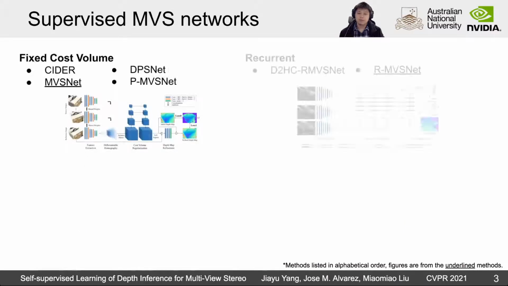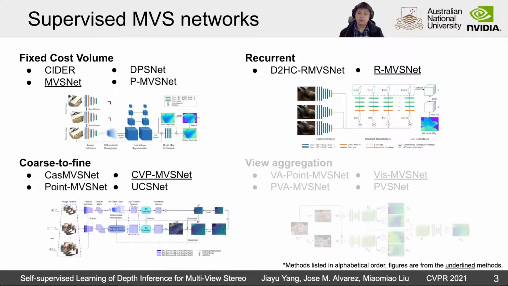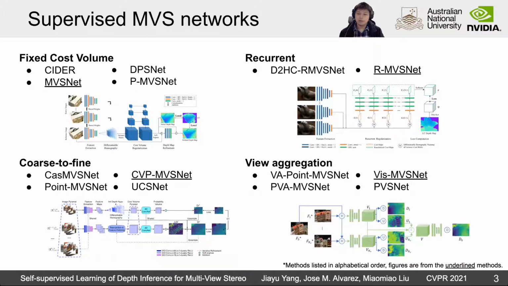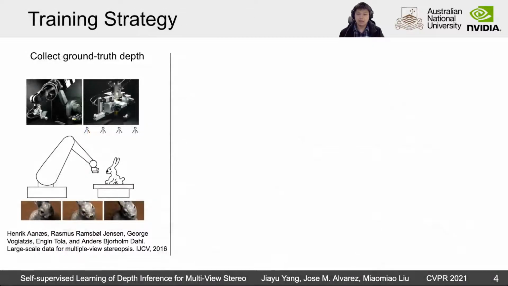Recent supervised multi-view depth estimation networks have achieved promising results. Many of the current best-performing methods are cost-volume-based supervised deep neural networks. Similar to all supervised methods, these networks require a large amount of ground truth depth as training data. However, collecting a large amount of multi-view depth data is labor-intensive and time-consuming.